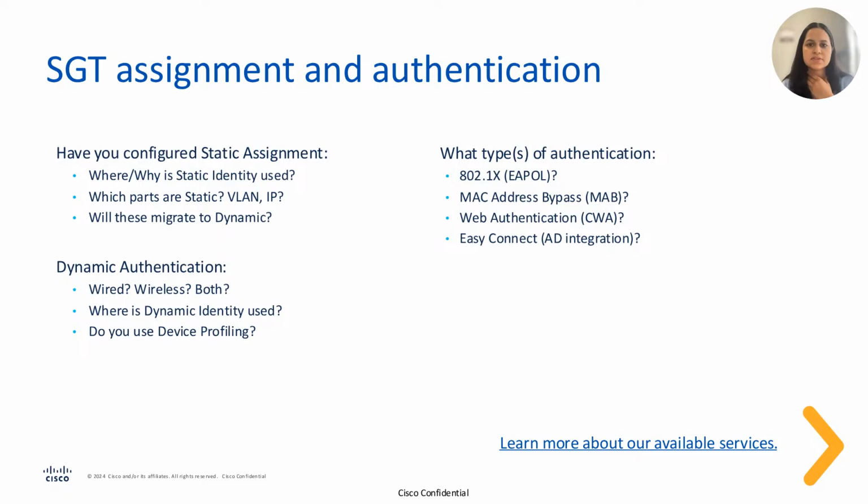So the next thing I want to highlight here is the assignment of SGT and characteristics of the user session. It's really important to understand how SGTs are assigned to the endpoint, whether they are assigned statically or dynamically. And if they're assigned statically, then why, and how many VLANs are we talking about? How many VLANs are there in scope? Similarly, how is the user authenticated, whether through 802.1X or MAB, and is it a wired connection or wireless connection or both?